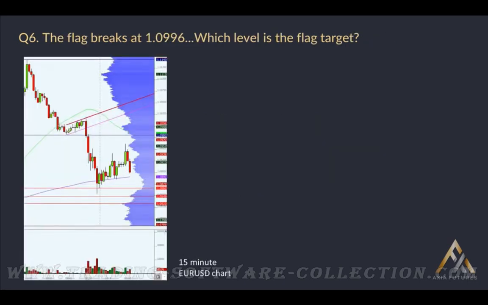Question 6, these were some of the chart questions. So we've got a 15-minute euro dollar chart here. The flag breaks at 1.0996. Which level is the flag target? Those three red levels lower down.